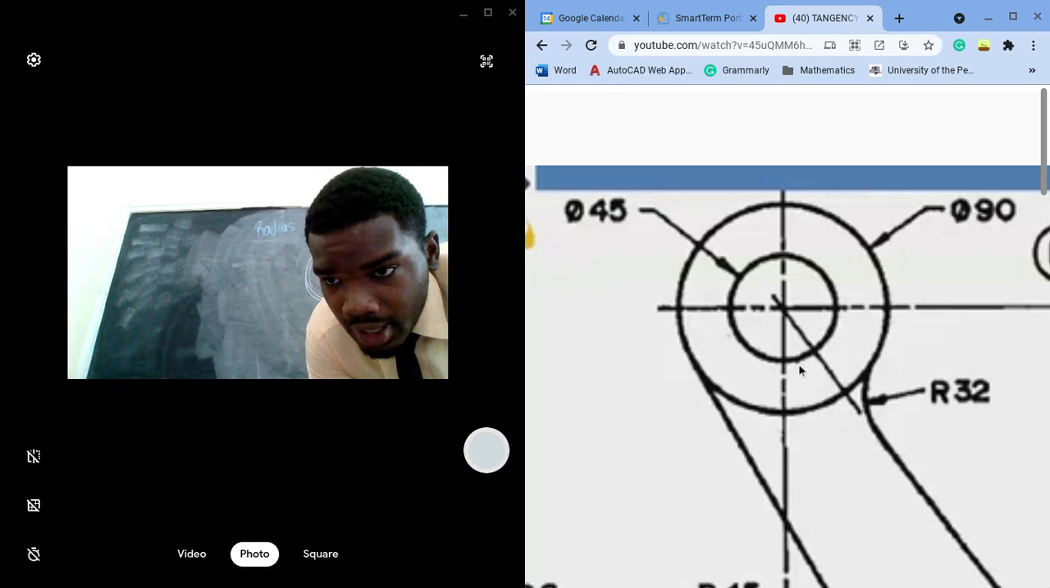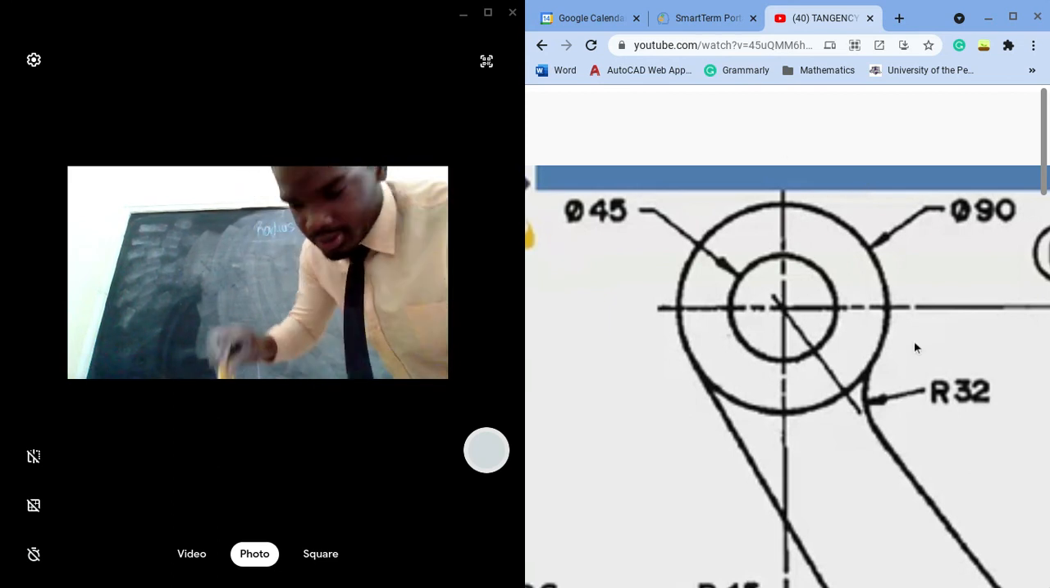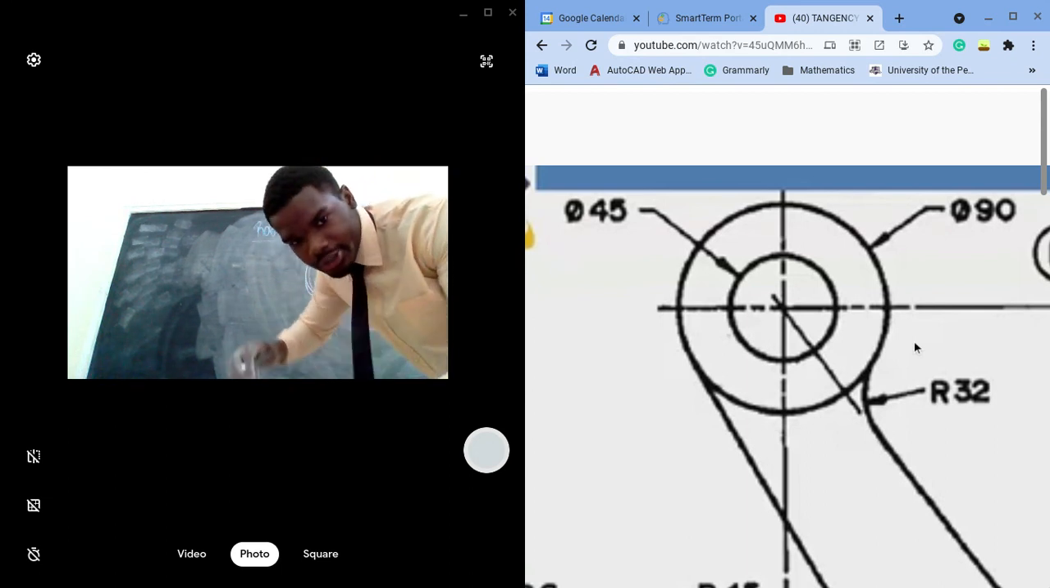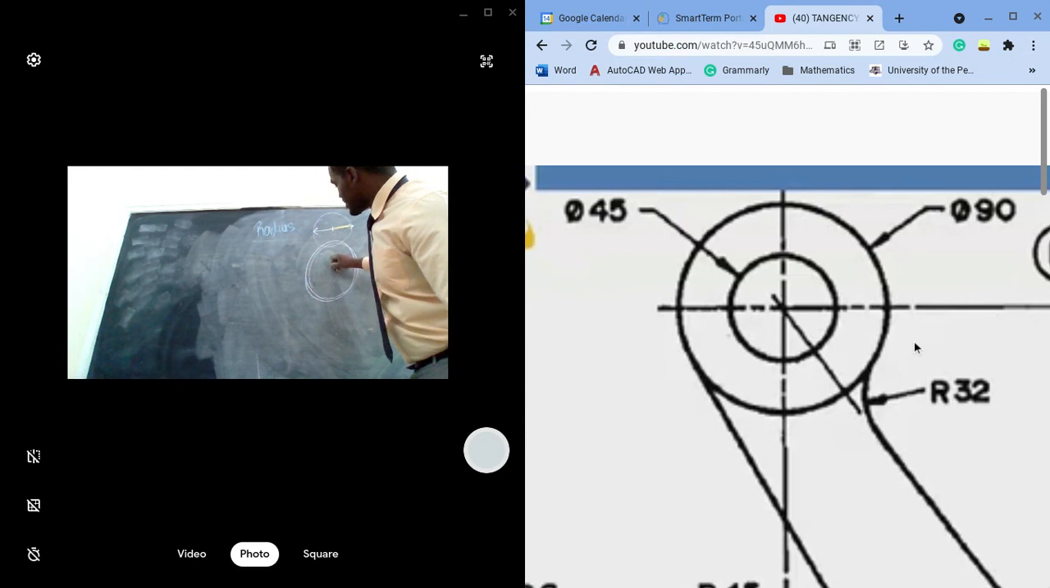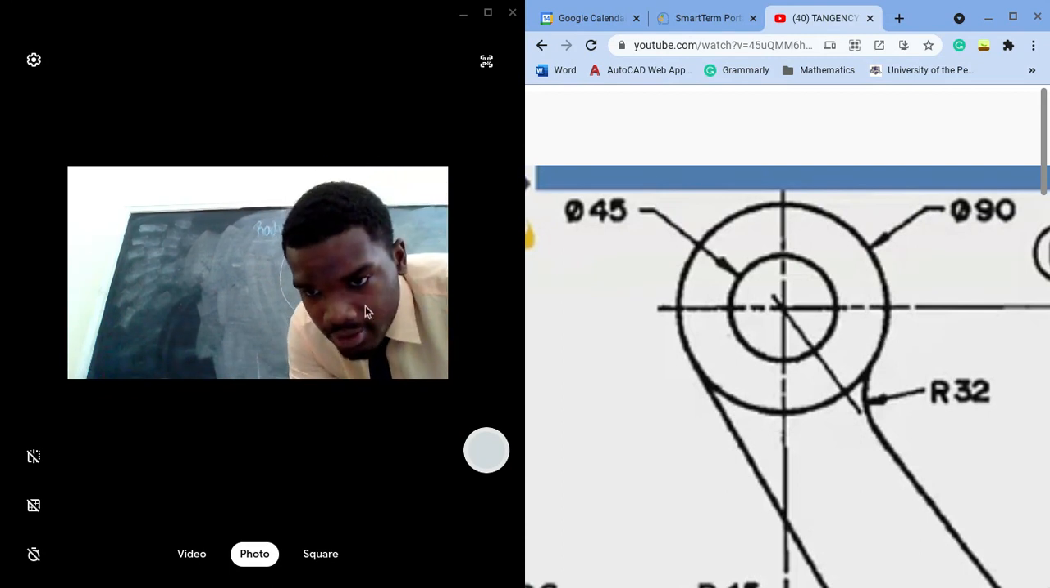Now, to draw the larger one, you're going to open your compass to 45. So you're going to take your compass and measure out 45. You're going to realize it's larger. Using the same center point now, you're going to draw that circle. Right? And that is the method to get those 2 circles.